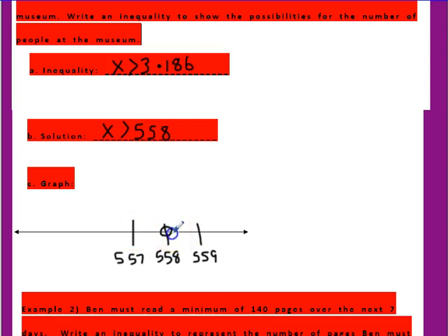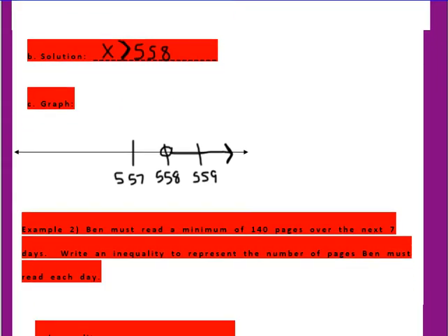What we want to do is go this way, and all the numbers on the number line that are higher than 558 could be an answer to our inequality. And what I want you to notice is the direction of my arrow and the direction of my sign. Notice that? Excellent. Let's try another one.